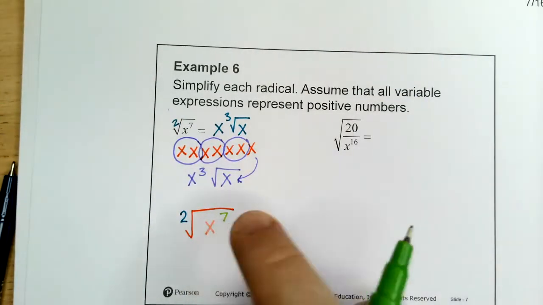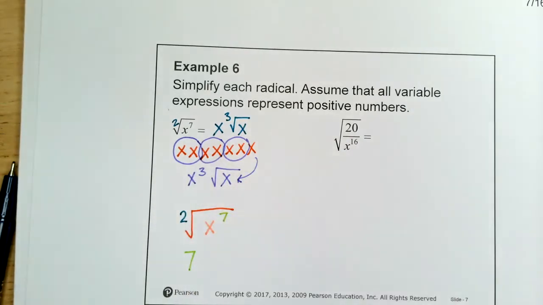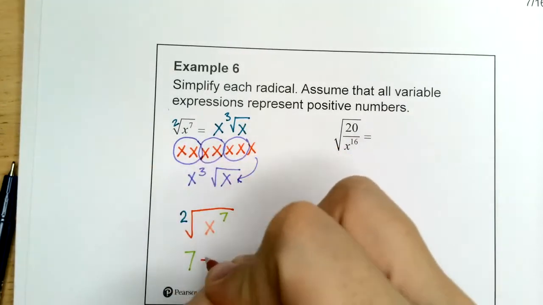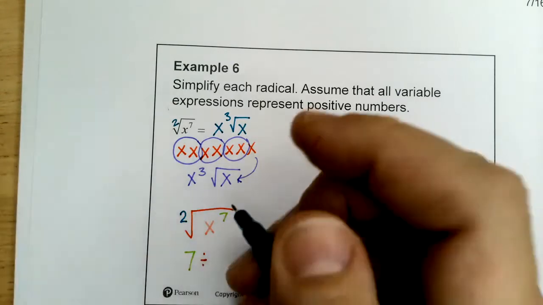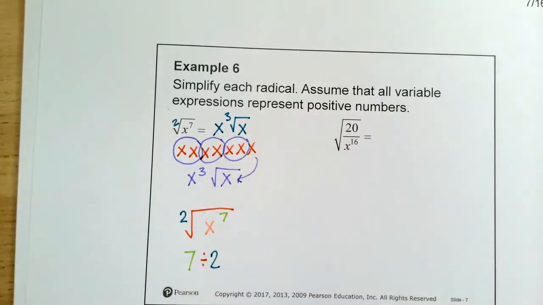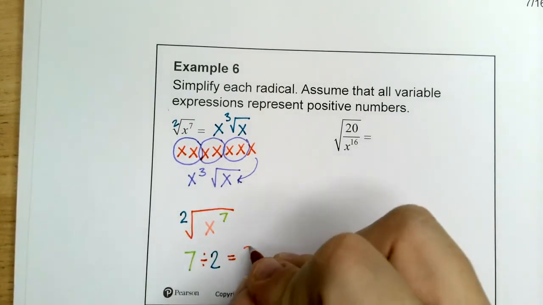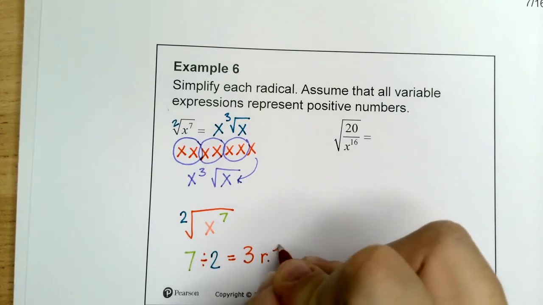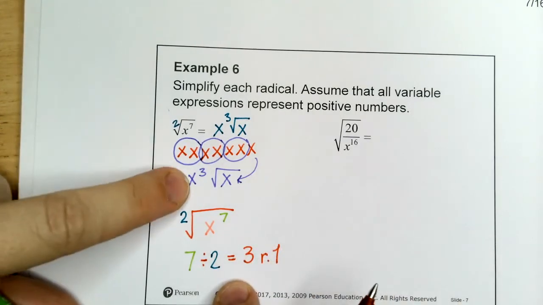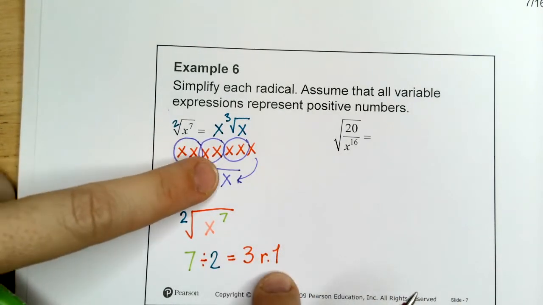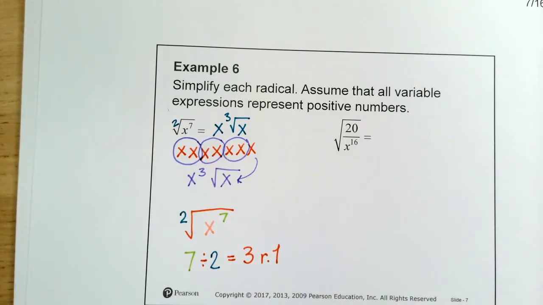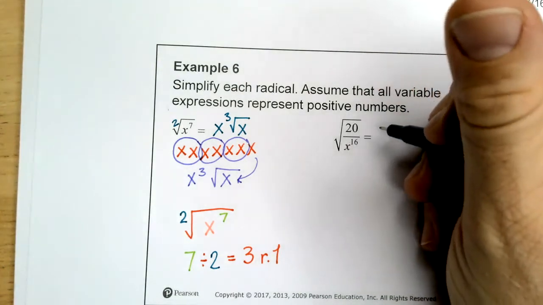Good. Or you can always take this number and divide it by this number. So I'm going to take this number and divide it by this number, and I get 3, right? With a remainder 1. So the 3 comes out and the 1 stays under. Good. Okay.